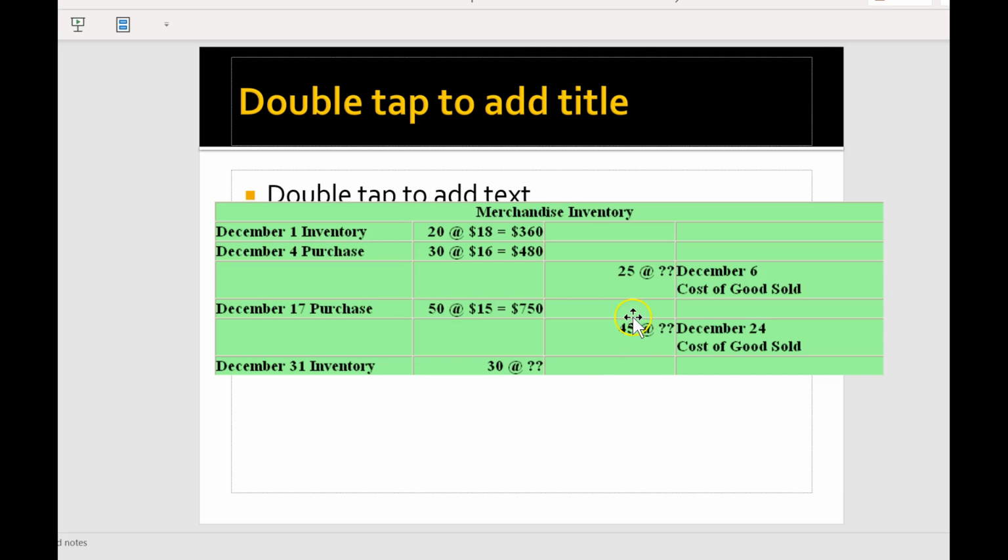All right. So another question is that on December the 24th, sorry, they sold another 45 units. How much is the cost? Okay. And finally, what is the inventory at the end cost for?